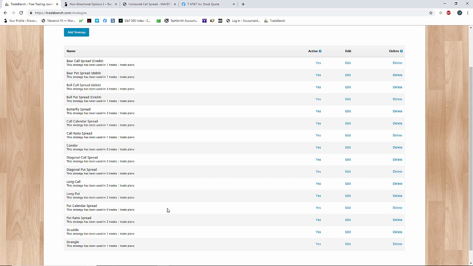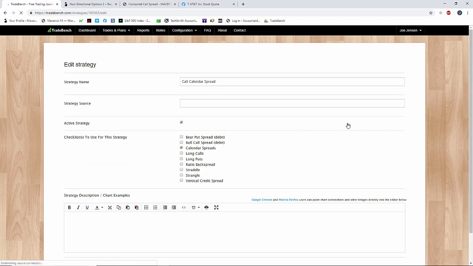I differentiated between the two because it's kind of nice that when you go to organize and pull back your results to say, hey, how well did I do using the put calendar spread versus the call calendar spread? Just a different way to organize it. So keep that in mind. If you want to pull them both up just to see all calendar spreads, just select both when you go to pull up the information. So let's go to the call calendar spread, and I'm going to hit edit here because I do believe that I have already built calendar spreads.